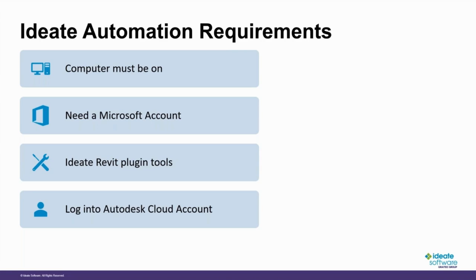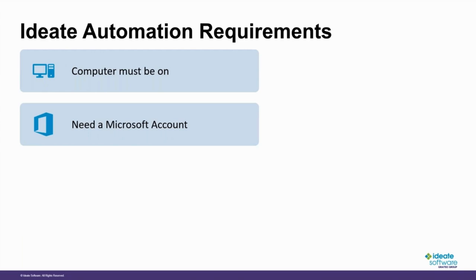Big key point there. Next, you also need to have a Microsoft account. You don't necessarily need the complete Microsoft 365 account, but you do need to be logged into your Microsoft account, and the tasks are going to use some of those features because this is a Windows-based program. You will also, in some cases, need to have Ideate Revit plugin tools for certain tasks that we're going to be running. And finally, if you are working with cloud collaborated projects, you will need to be logged into your Autodesk account from the Ideate Automation window.